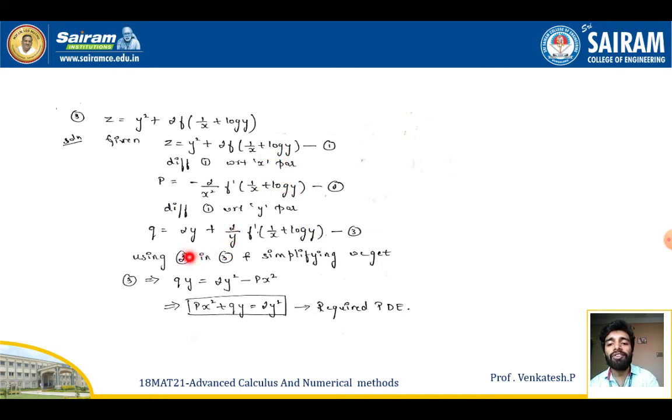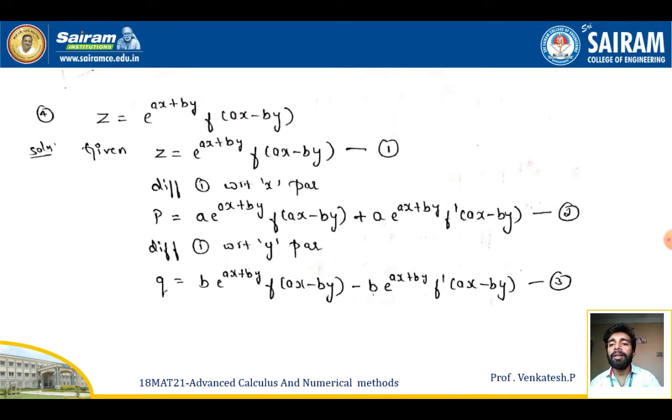So using equation number 2 and 3 and simplifying, I can replace this f dash of (1 by x plus log y) as minus p x square by 2 in this equation. If I replace that value here, I get the equation qy is equal to 2y square minus px square, or px square plus qy is equal to 2y square, which is the required partial differential equation.